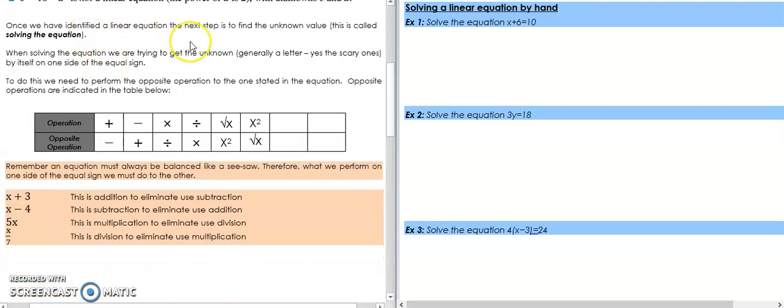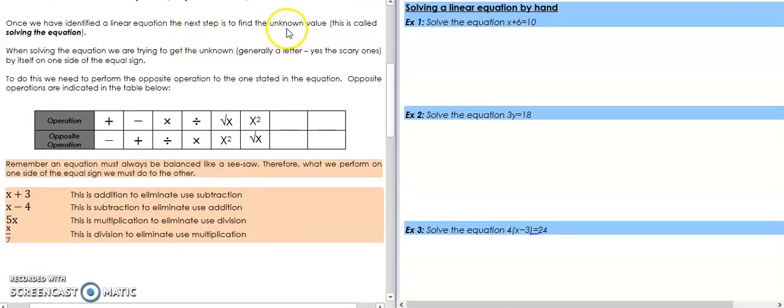So, once we have identified a linear equation, the next step is to find the unknown value. This is the process called solving the equation. So when we solve the equation, we're trying to get the unknown, generally a letter, yes, the scary ones, we need to see letters in maths. We're just trying to get this by itself on one side of the equal sign. And when we do this, we apply what's called opposite operations.